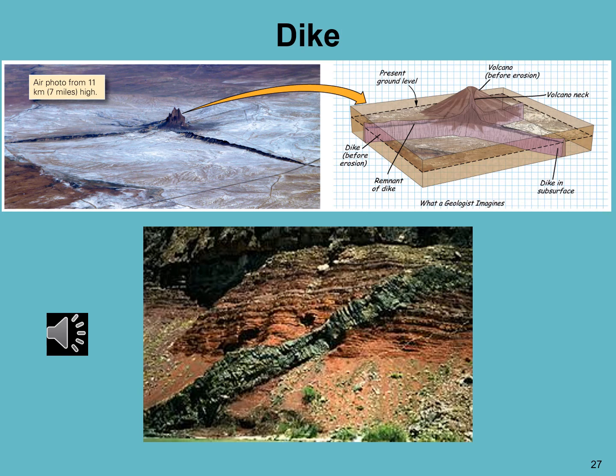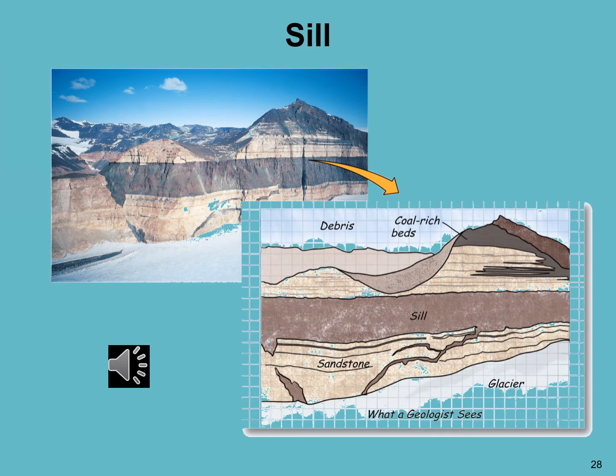This slide shows examples of dikes. The upper photo and illustration are vertical dikes that are radiating away from a volcanic neck or vent. In the lower photograph, we see a diagonal dike cutting across pre-existing sedimentary rock. This is a great example of a sill, a horizontal, tabular, intrusive igneous body that intrudes and parallels existing strata.